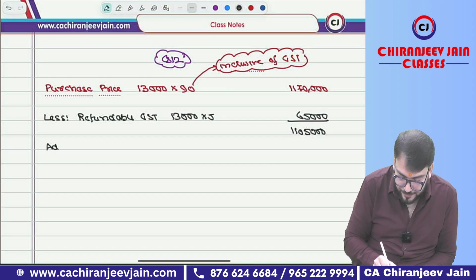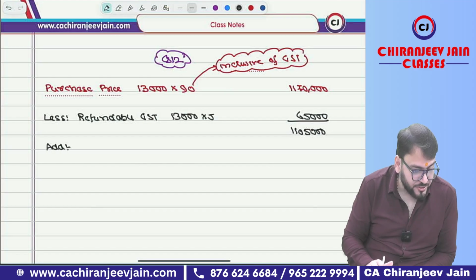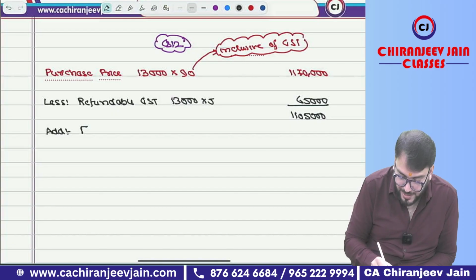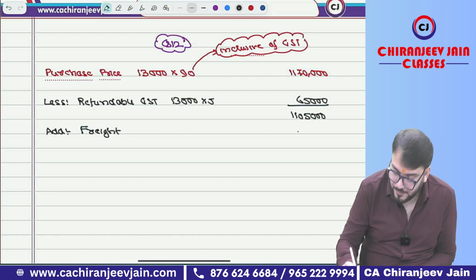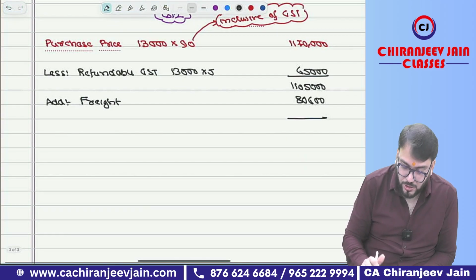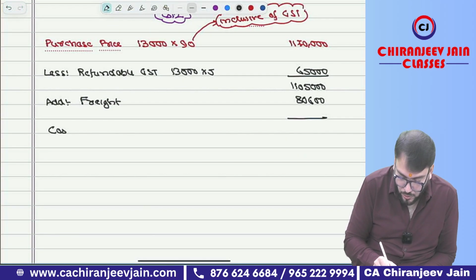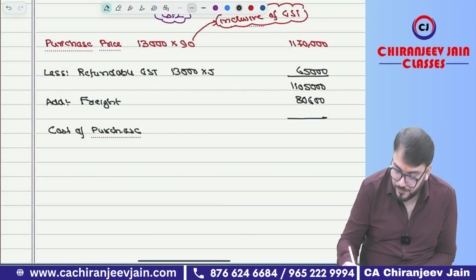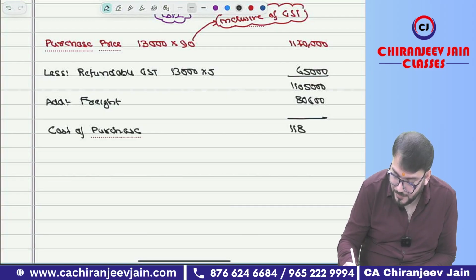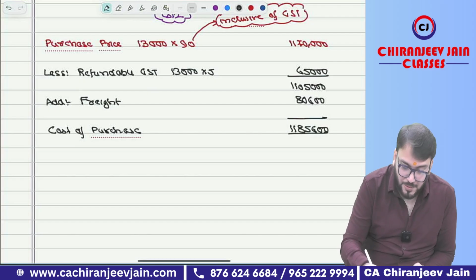In this we'll add what? All the directly attributable expenses. So they have given freight. How much freight they have given? 80,600. So what is the cost of purchase? So your cost of purchase is now 11,85,600. Correct. Now we'll divide by what?